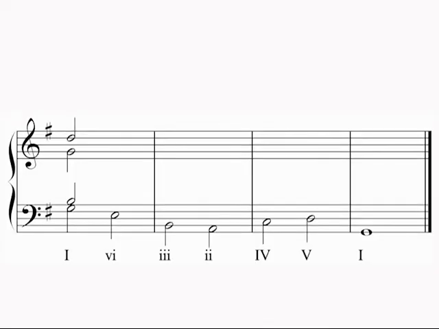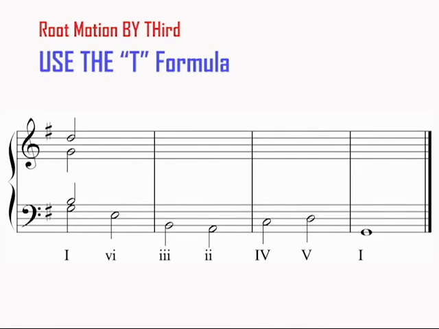So now that you've learned them, let's put them into application in an actual progression. In beginning this process, we always have to be aware of how the roots are moving. Since these are all root position triads, we can look to the bass to figure this out. The 1 to the 6 is root motion by third, so we will use the T formula. The T formula says to keep two common tones, and the remaining voice moves by step.